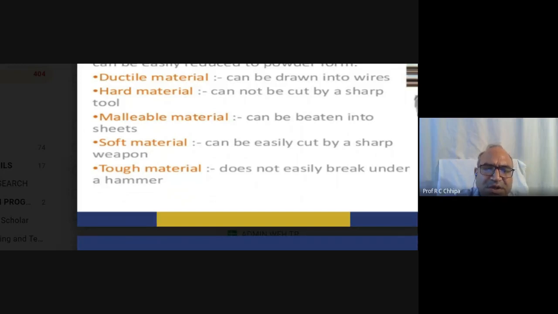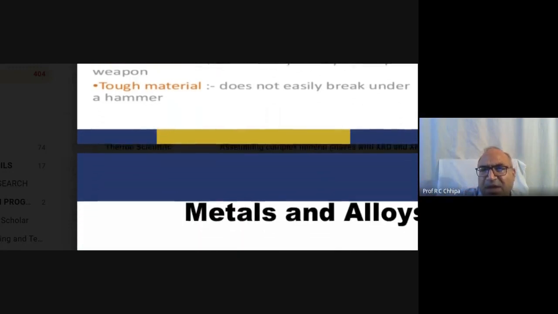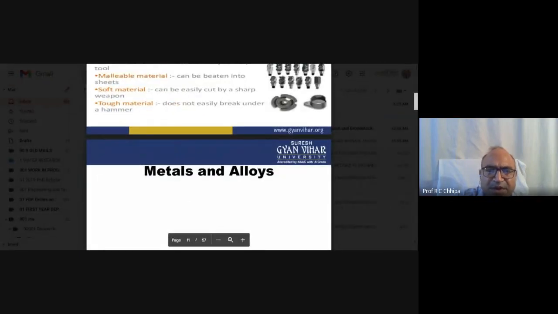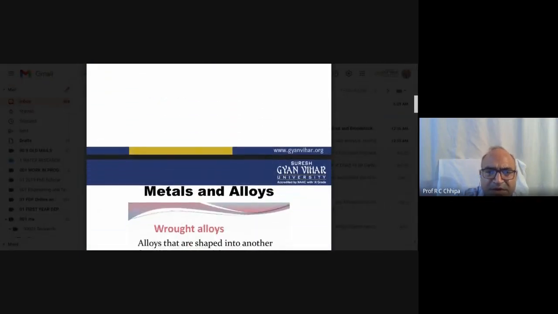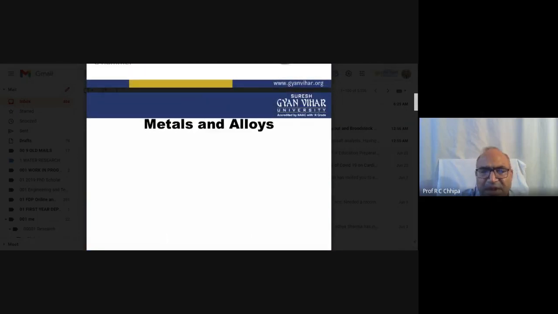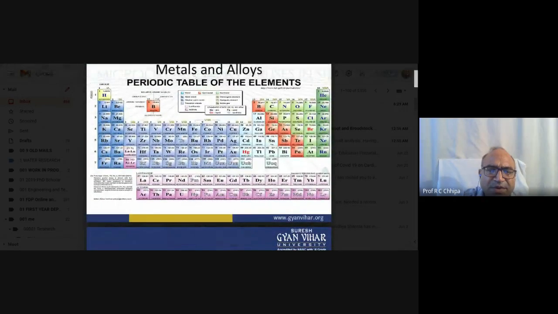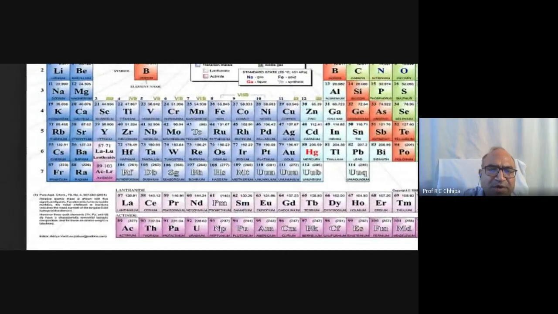Malleable material can be beaten into sheets. Soft material can be easily cut by a sharp weapon. Tough material does not easily break under a hammer. So this is all about whatever we have discussed, and we can see the periodic table, in which we get the different types of metals. So here different properties, different characteristics, and one more thing is there.